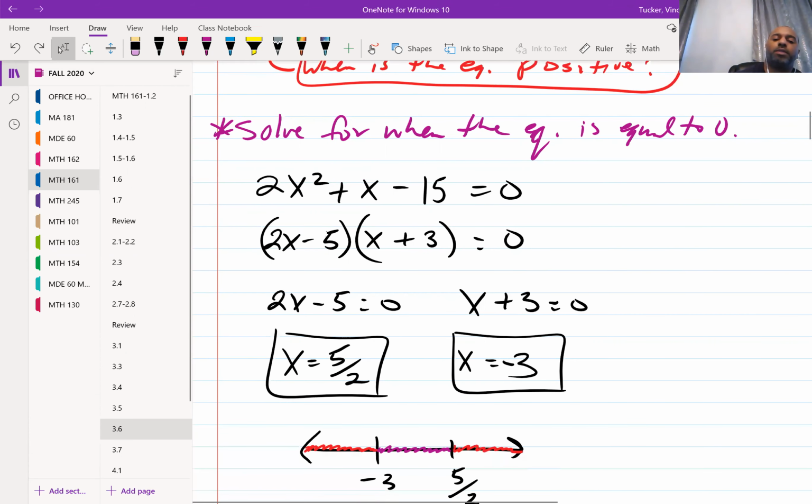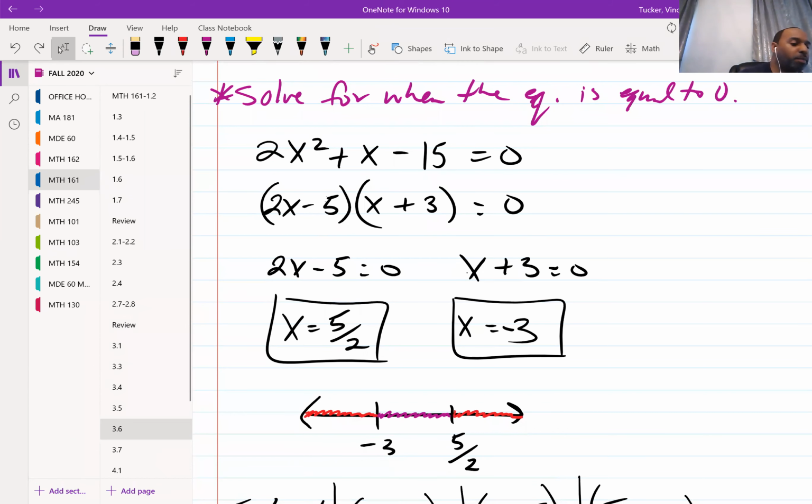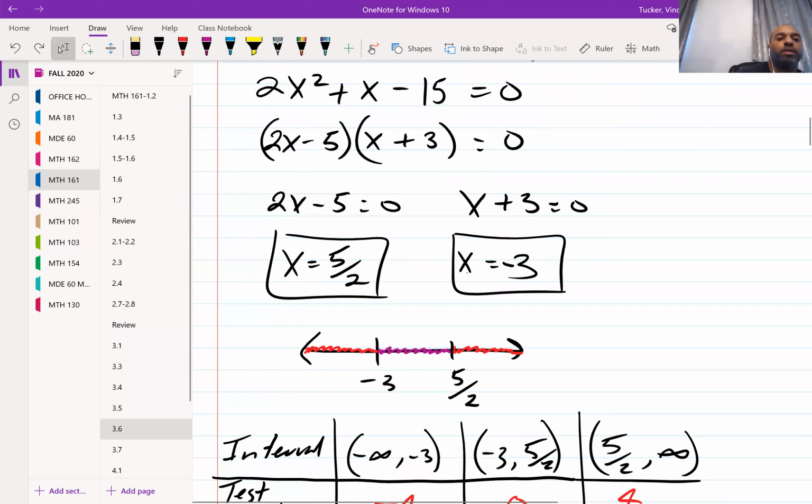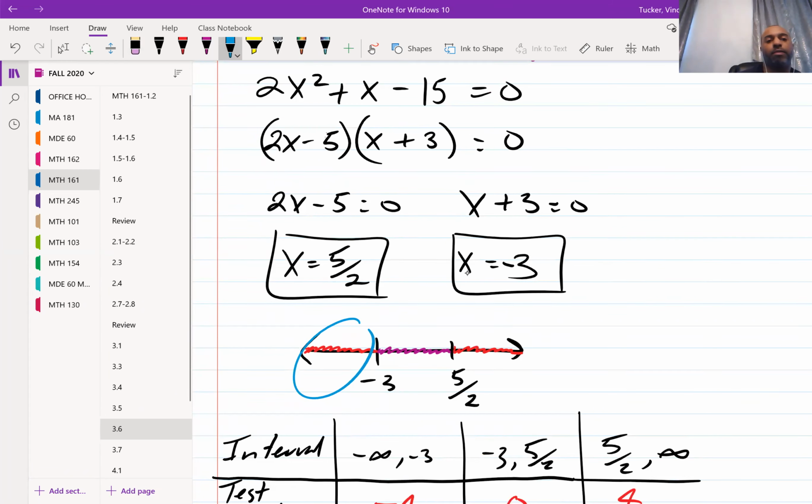All right, so like I mentioned, we're going to use those values to help us set up our intervals. And let me erase this down here. All right, so our first interval, negative infinity to negative 3. Second interval, negative 3 to 5 over 2. And then our third interval is 5 over 2 to positive infinity. So those values we will use to help us set up our intervals.